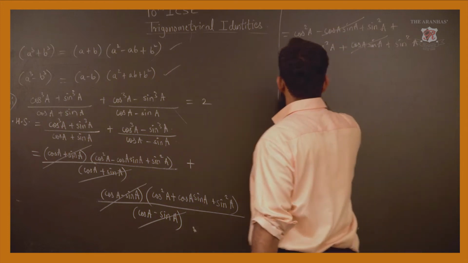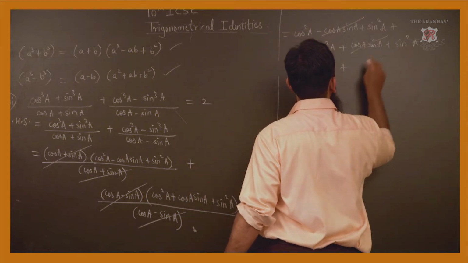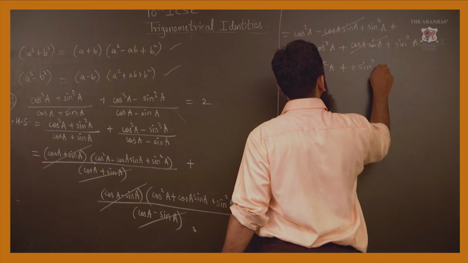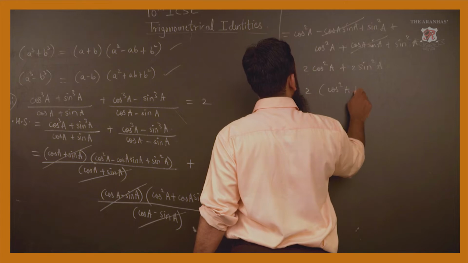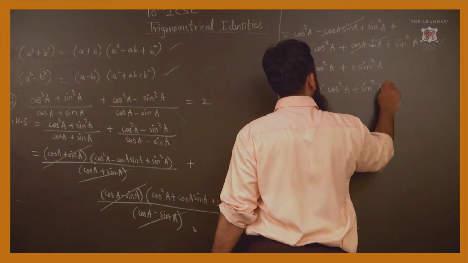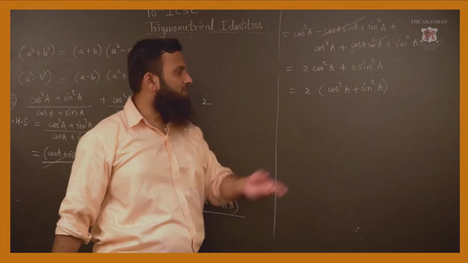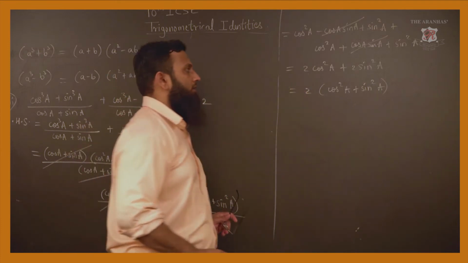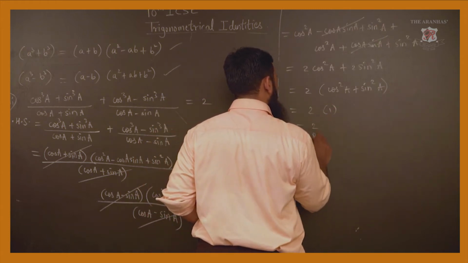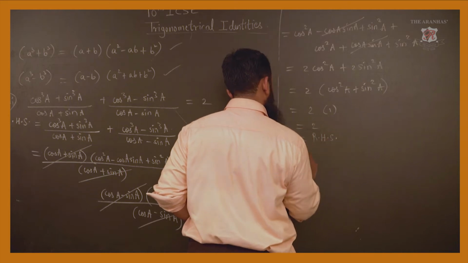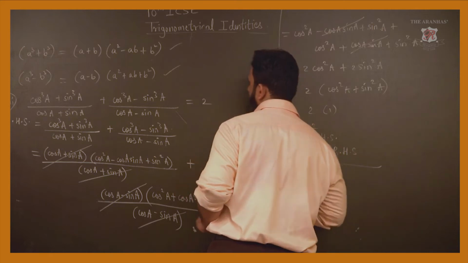Cos square A plus cos square A is 2 times cos square A. Sin square A plus sin square A is 2 times sin square A. Taking 2 common, and then we write cos square A plus sin square A. And dear students, all of you are aware of this, that cos square A plus sin square A is 1. So, this will be 2 into 1, which is 2, and this is our RHS. So, we see that LHS becomes equal to RHS and hence proved.